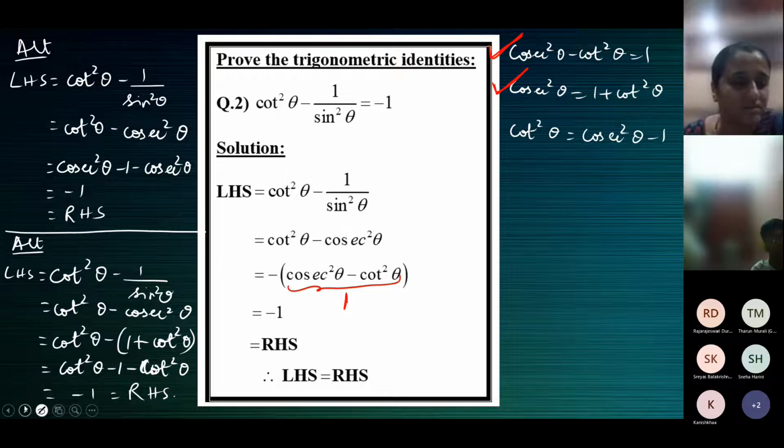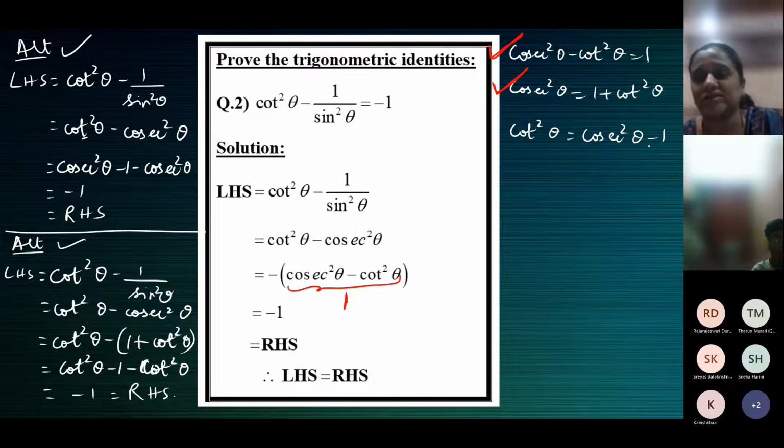Instead of cosecant square theta, in the second alternative method, I've written 1 plus cot square theta. And in this method, cot square theta is what? Cosecant square theta minus 1. Cot square theta is written as cosecant square theta minus 1. So cosecant square theta minus cosecant square theta gets cancelled, minus 1. So that means you can work using all the three. I hope you follow what I'm saying.